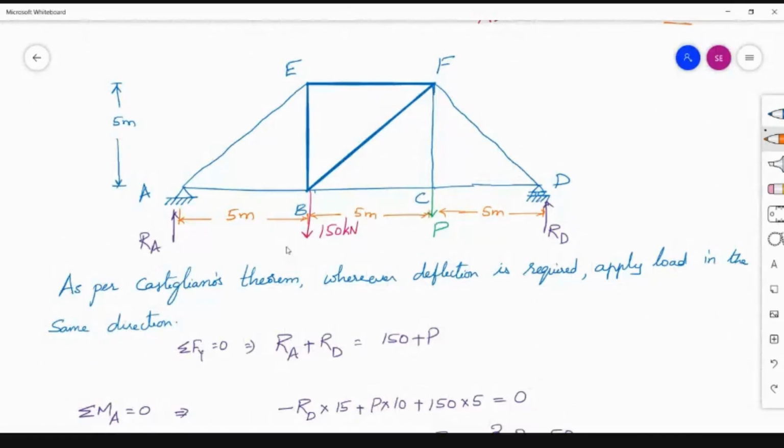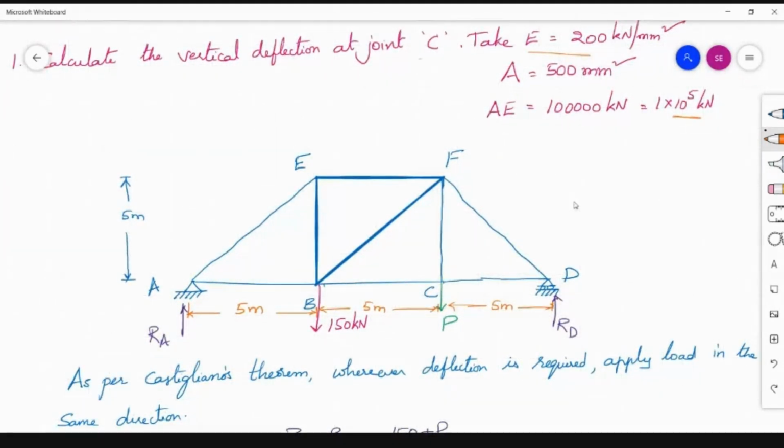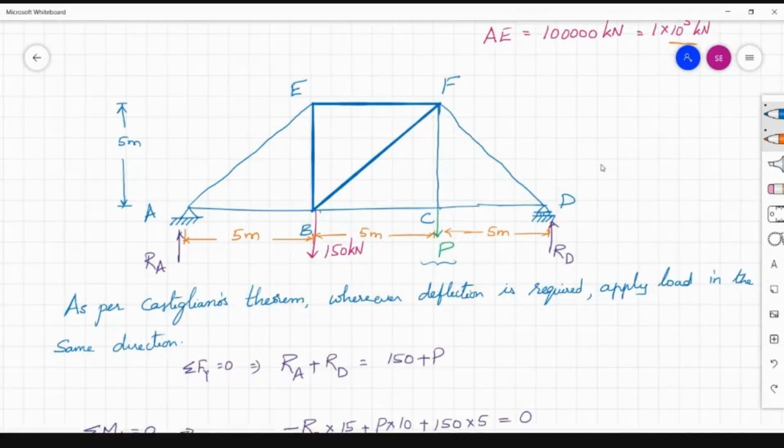150 kilonewtons load is acting at B. Here in the question, they have asked us to calculate the deflection at C. So to get the deflection at C, we apply a fictitious load capital P, initially applied where the deflection is required. As per Castigliano's theorem, wherever deflection is required, apply the load in the same direction.